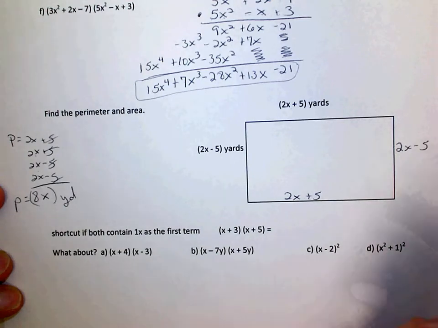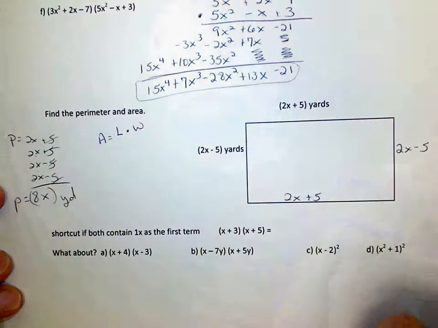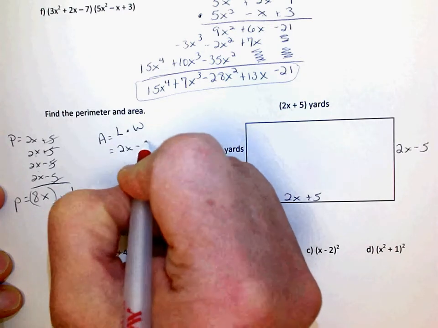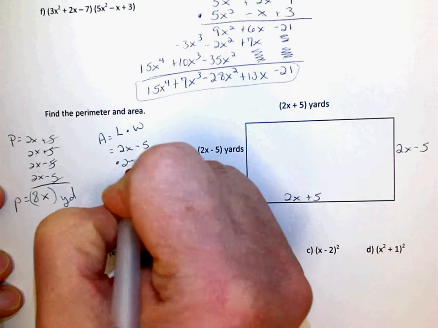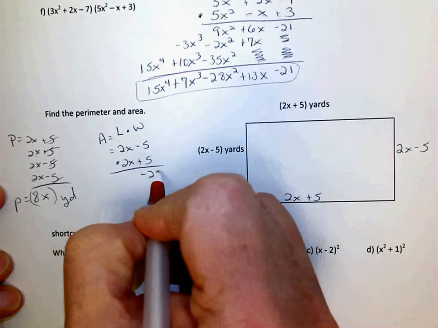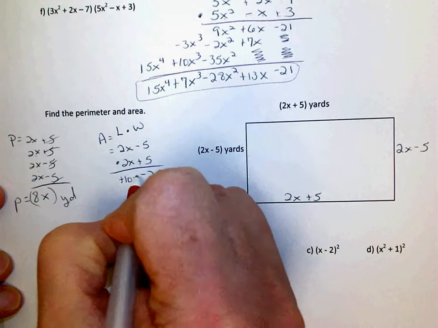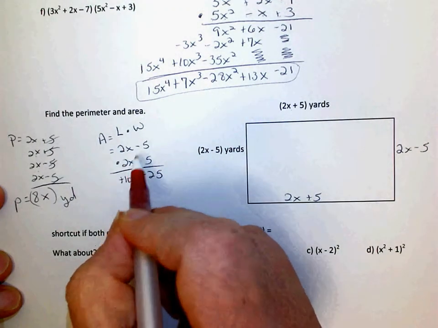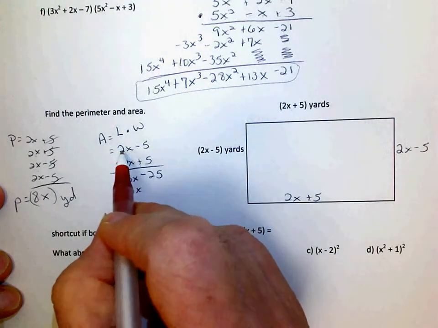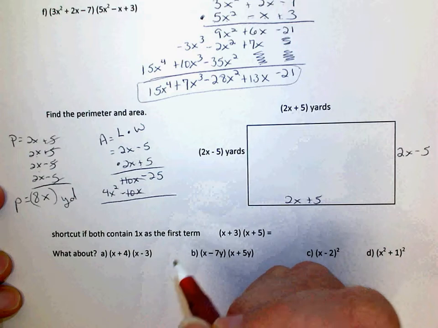Now, for your area, remember your area is your length times your width. So I take 2x minus 5 times 2x plus 5. Positive 5 times negative 5 is minus 25. Positive 5 times 2x is plus 10x. 2x times negative 5 is minus 10x, and 2x times 2x is 4x squared. Uh-oh, he who had it gave it all away. So we end up with only 2 pieces.